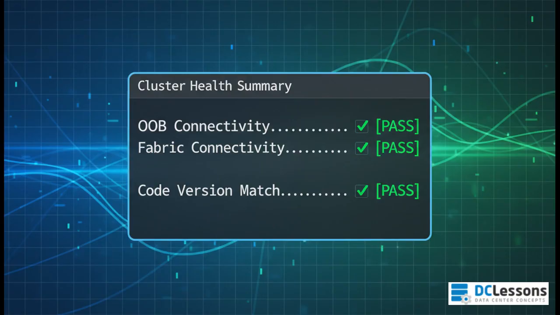And here's what that looks like. You can see it's checking key things like out-of-band connectivity and that internal fabric connectivity using those TEP addresses we talked about. It also makes sure every APIC is running the exact same code version. What you're looking for is a pass next to everything. If you see a fail, that tells you exactly where you need to start digging.